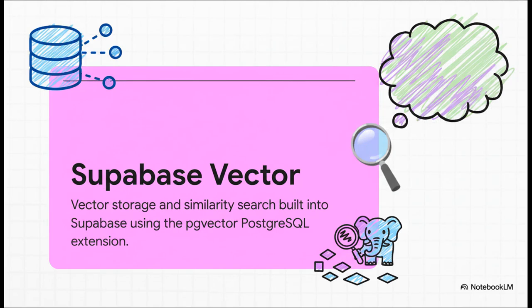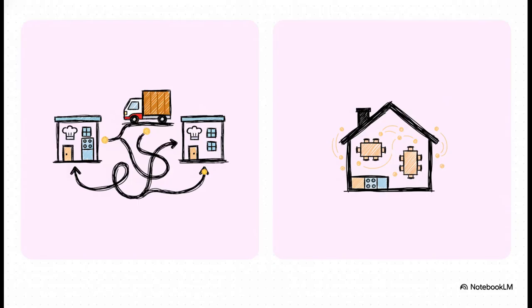The key thing to understand is that Supabase Vector isn't some new, separate database you have to learn. It's a capability that's baked right into the Supabase platform you're already using. It just leverages the awesome pgvector extension for PostgreSQL, which means your regular data and your vector data all live in one happy home.